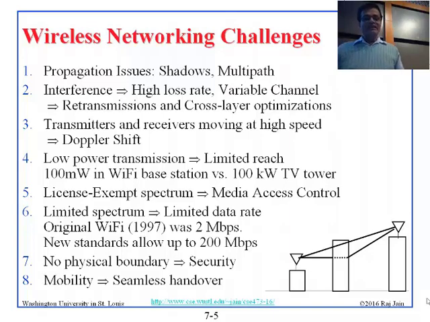So, low power transmission, and therefore we cannot go very far. 100 milliwatt in a Wi-Fi base station versus 100 kilowatt in the TV tower. TV towers go 45 kilometers. How can they go 45 kilometers? Because they just bombard.